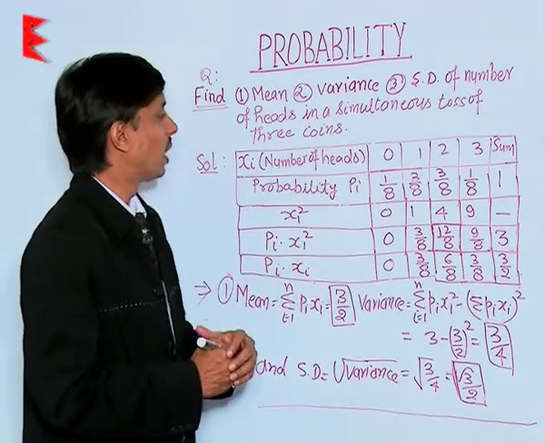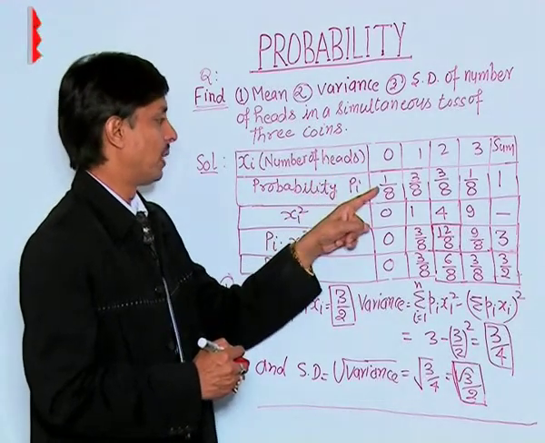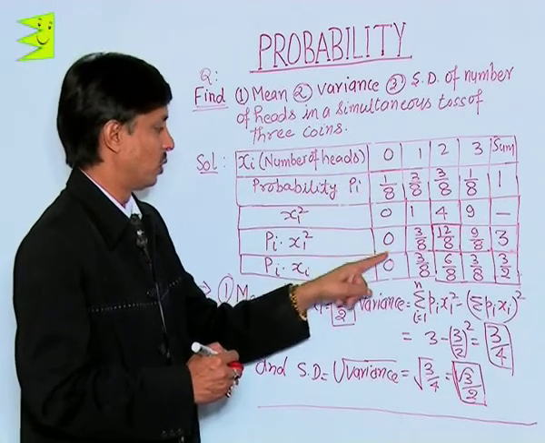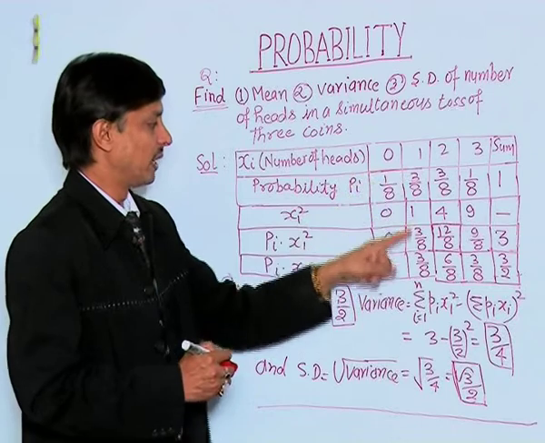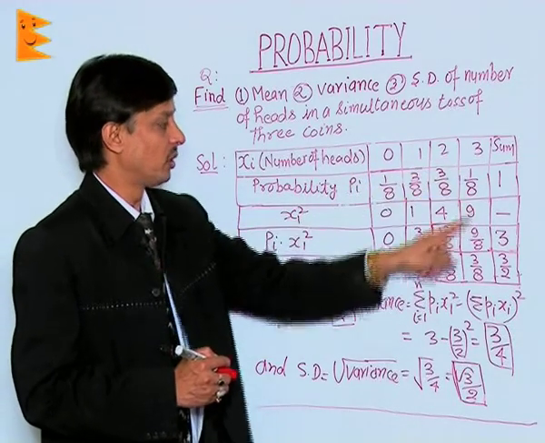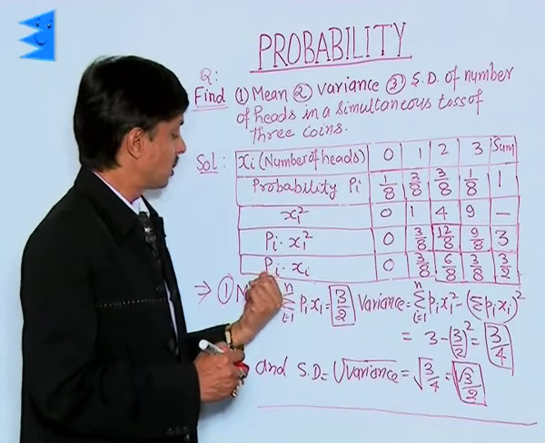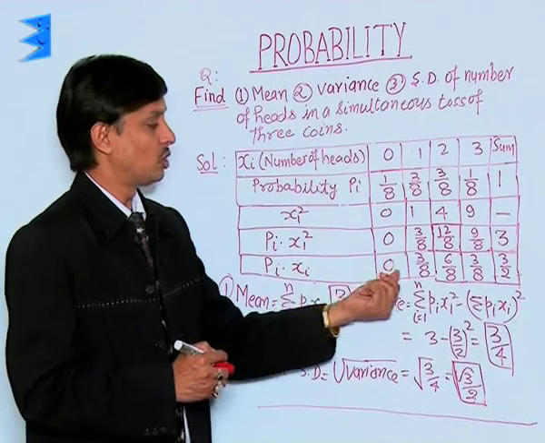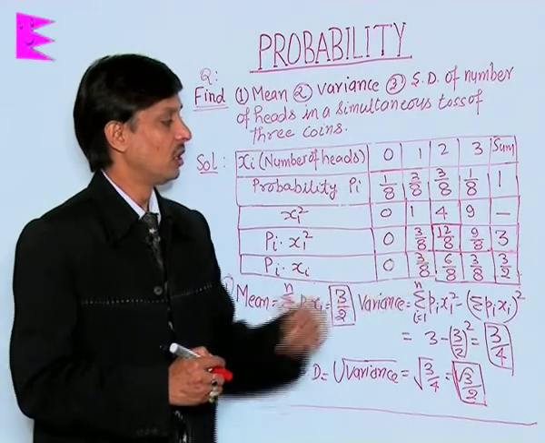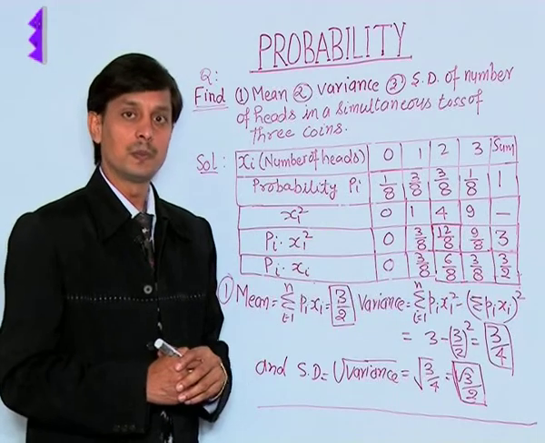Now for calculating the mean, we need to calculate pi into xi. We have pi as 1 by 8, with corresponding xi 0, so 0 into 1 by 8 is 0. 1 into 3 by 8 is 3 by 8, 2 into 3 by 8 is 6 by 8, 3 into 1 by 8 is 3 by 8. The sum of all the values obtained in pi into xi is 0 plus 3 by 8 plus 6 by 8 plus 3 by 8. It gives, after simplification, 3 by 2.